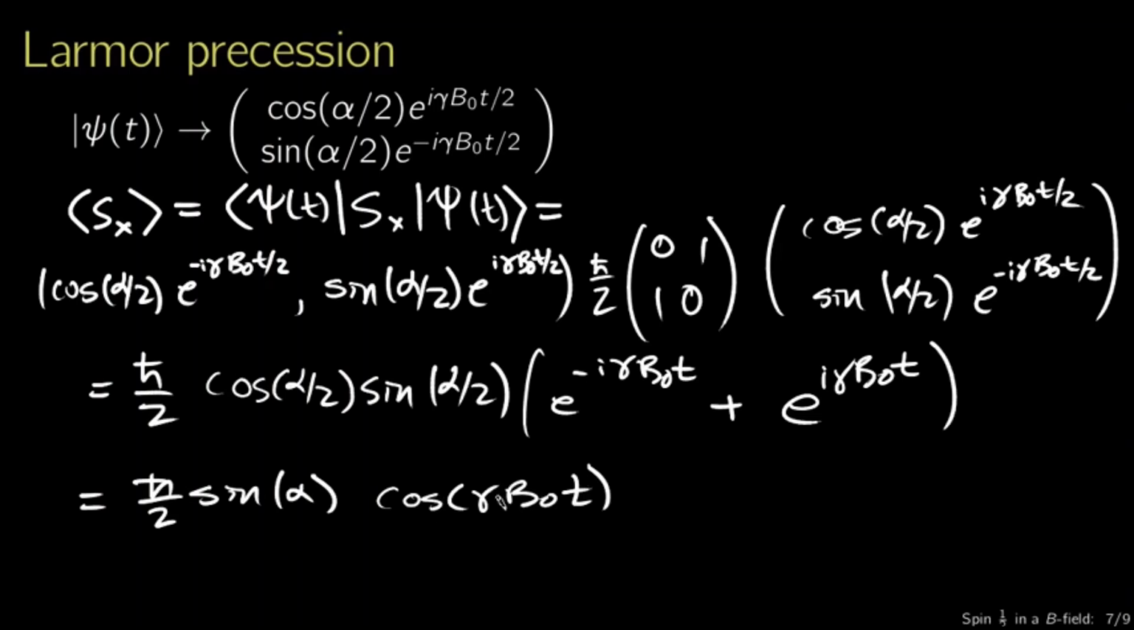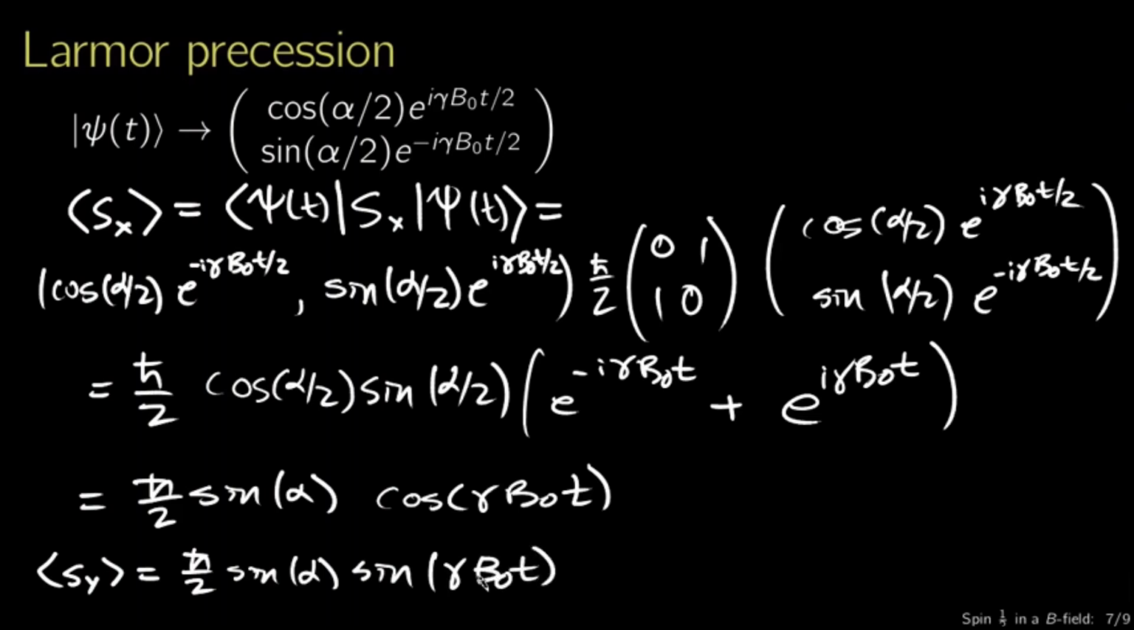It's oscillating with time. If you calculate the expected value of s sub y, you get a very similar expression, very similar algebra, only you'll be using the y Pauli spin matrix instead of the x Pauli spin matrix. And you get h bar over 2 sine of alpha times the sine of this gamma b0 t. So you can see what's going on. You have some amplitude here, h bar over 2 sine alpha, times cosine for the x component and sine for the y component. This is a rotation of the expectation value in the xy plane.